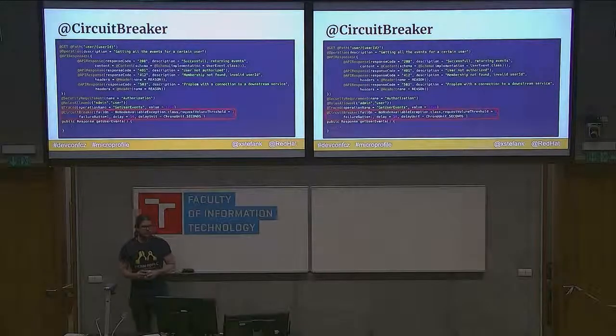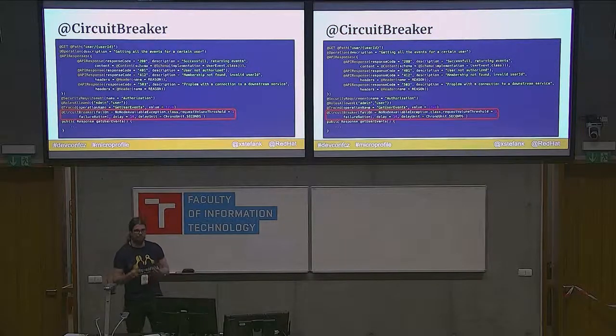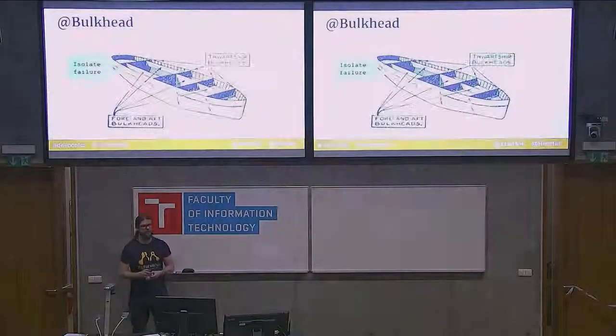The definition of circuit breaker is, again, with a simple annotation. There is a bunch of properties that you need to set up for the circuit breaker. I don't want to go through all of them. You can look it up afterwards. And again, this example is shown in GIFs in this deck.